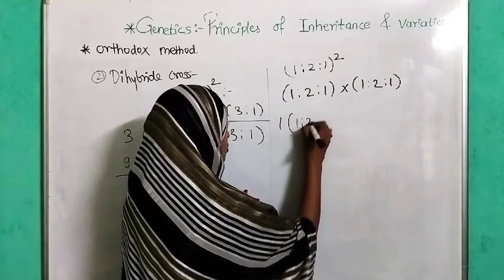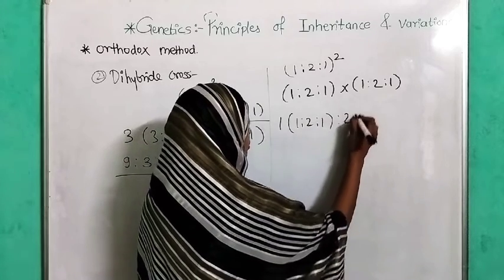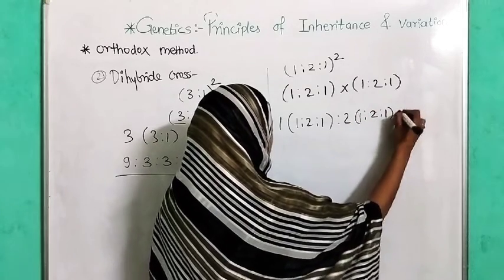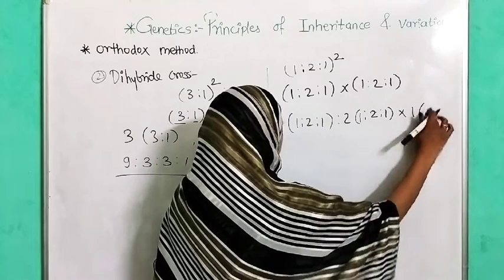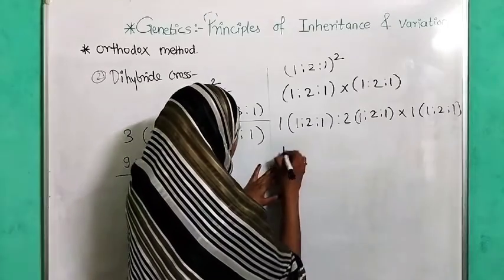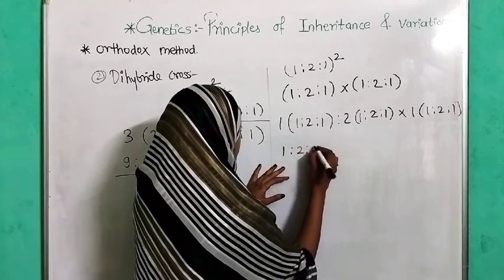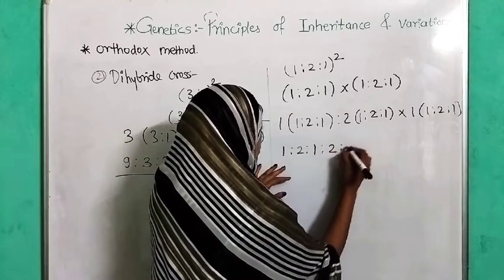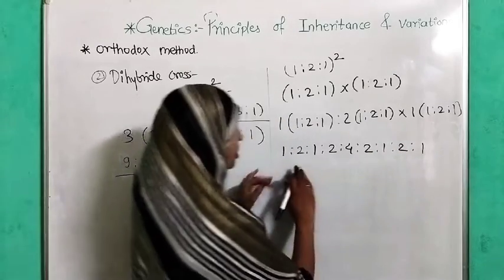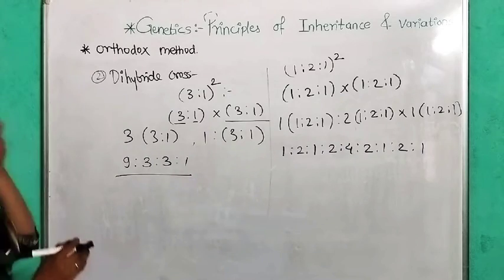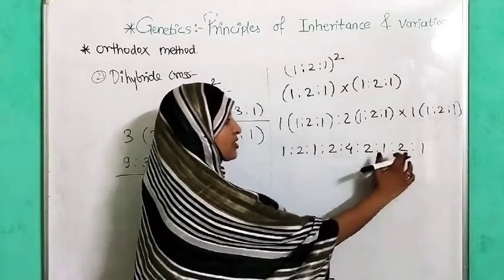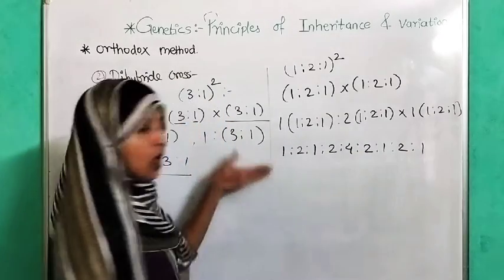1 into 1:2:1, 2 into 1:2:1, and 1 into 1:2:1. Then what do we get? 1 into 1 is 1, 2 ones are 2, 1 one is 1; 2 ones are 2, 2 twos are 4, 2 ones are 2; 1 one is 1, 1 two is 2, 1 one is 1. So we get the genotypic ratio of the dihybrid cross as 1:2:1, 2:4:2 and 1:2:1. So this was about the orthodox method.